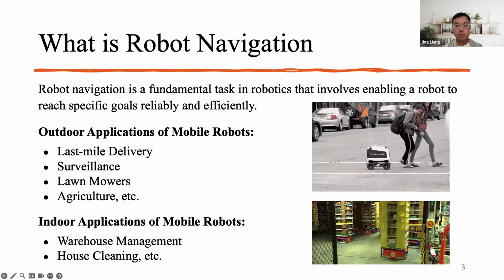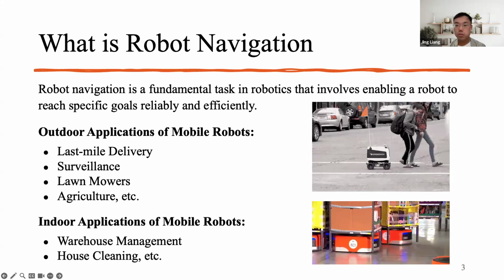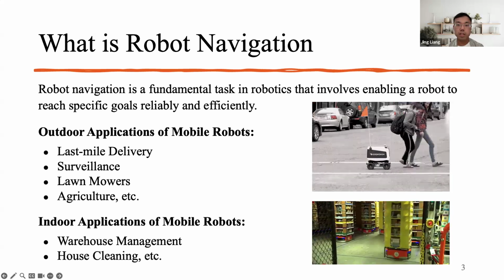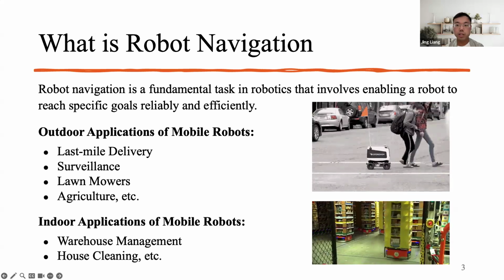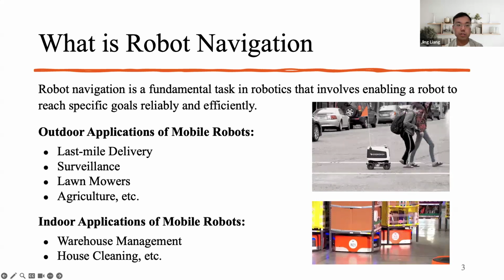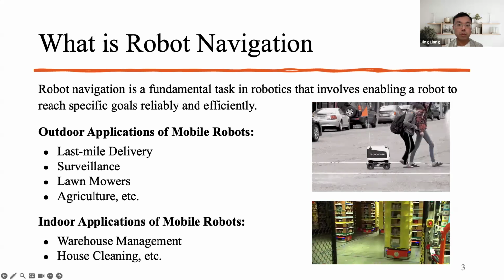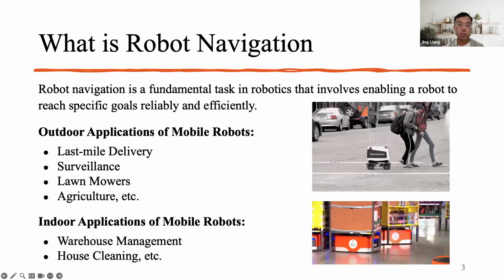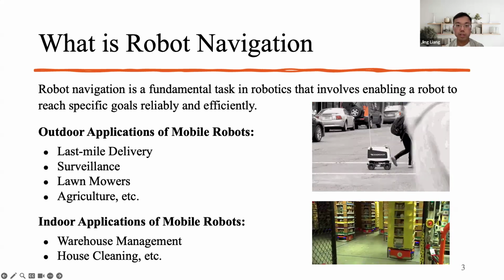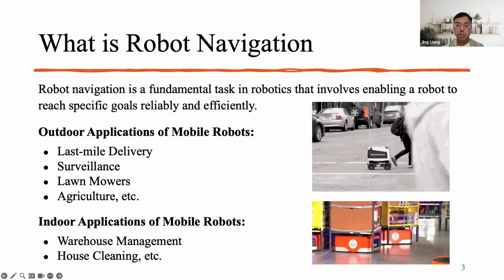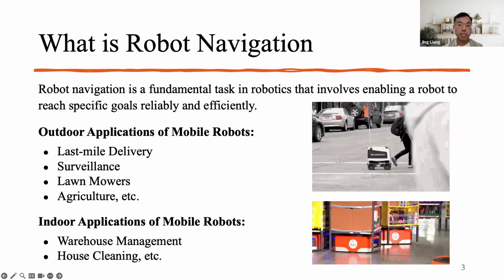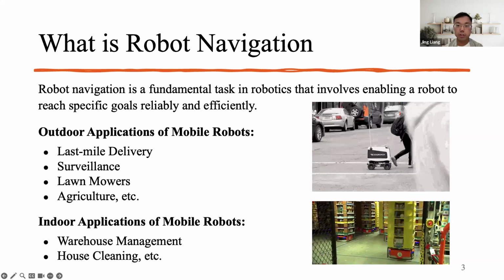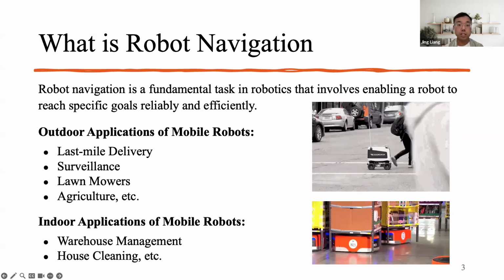For outdoor applications, robot navigation can be used to handle tasks such as last mile delivery, as shown in the first figure, and also surveillance, serve as lawn mowers, or be used in agriculture. And for indoor applications, robot navigation is also widely used for warehouse management, as shown in the second figure, and also house cleaning tasks.